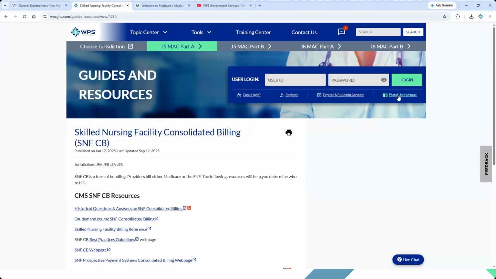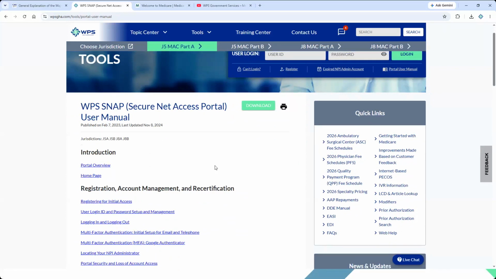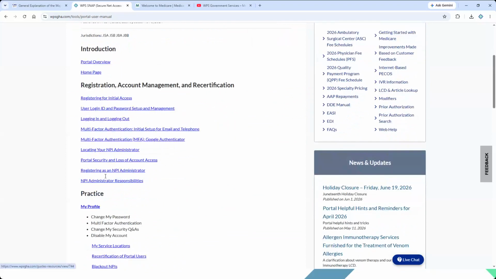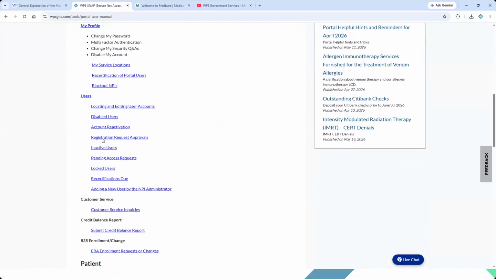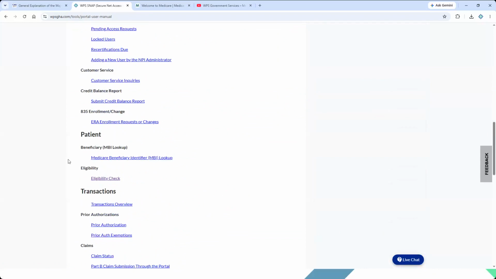The portal user manual will explain all of the screens in the portal. So once you log in, you have to know where to go. I'm going to tell you it's in the eligibility section. So we're just going to scroll down and you'll see headers at the bottom. Scroll down and you'll find practice, then patient, and then eligibility. We're going to do an eligibility check.